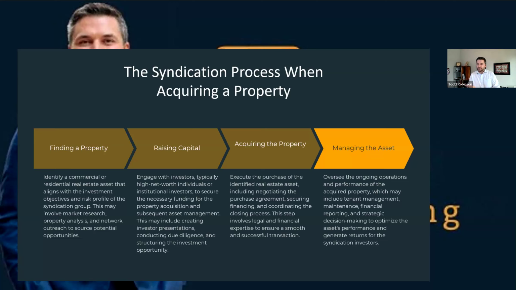We handle the purchase and sale documents. We handle the capital raising, obviously, through the syndication. We work with the lenders to get the financing paperwork done. And then I own a title company as well. And so we have a national title company that will handle the title and escrow for all of the deals. So it's a one-stop shop for sponsors who are acquiring property, and then managing the asset.